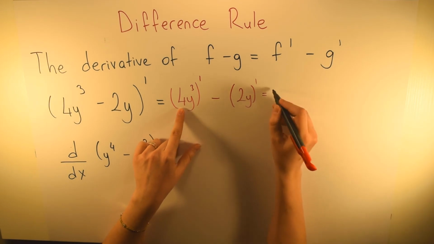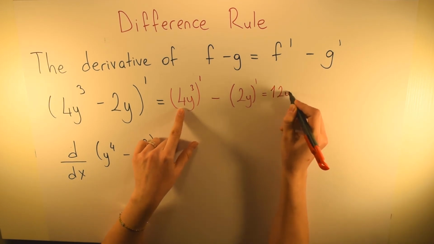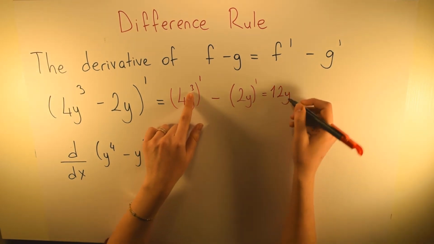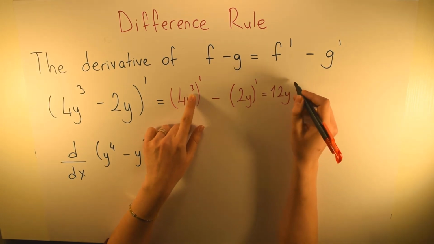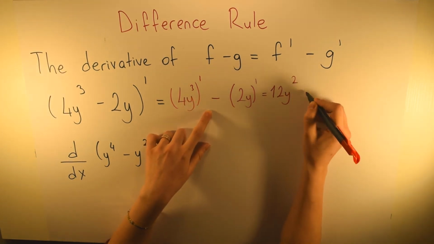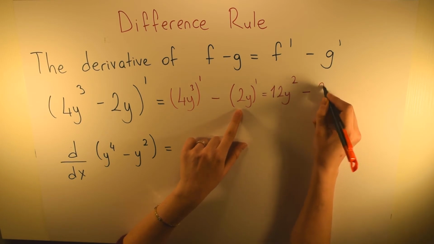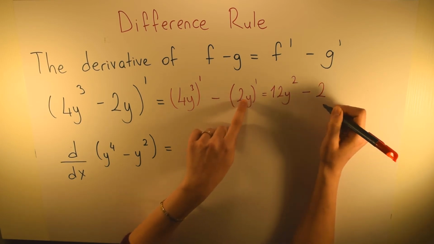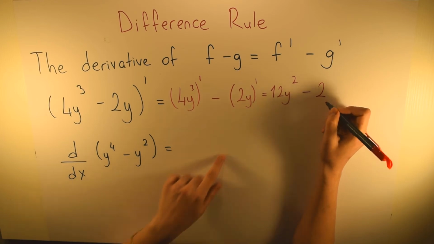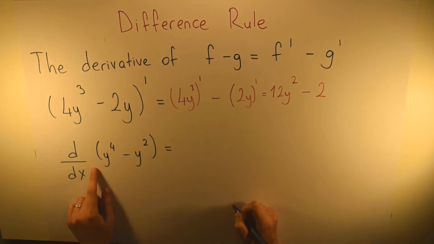Okay, so this is equal to, I put this 3 in front of 4, it will be 3 times 4, it's 12y to the power of 3 minus 1, that's equal to 2, right? Minus 2y, its derivative is equal to 2. When you take the derivative of 2y, it's 2. So let's look at this example.